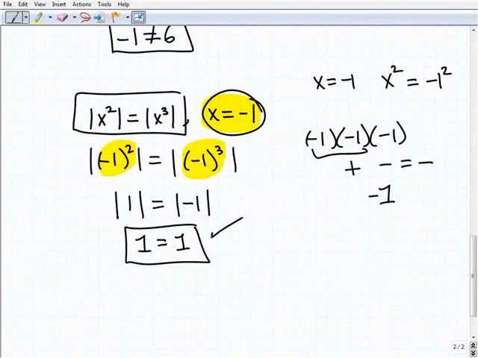So if you're having problems, go back and review. But it's really important to know how to work with these absolute value functions. They come up in equations, they come up in inequalities, etc.